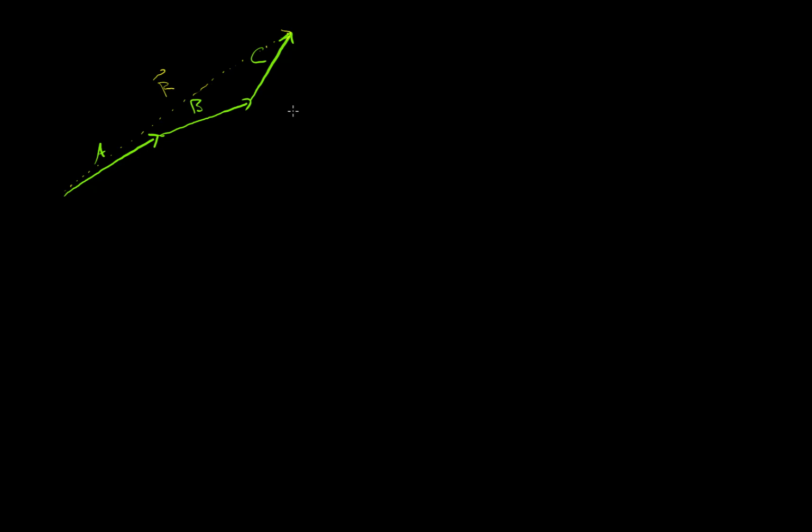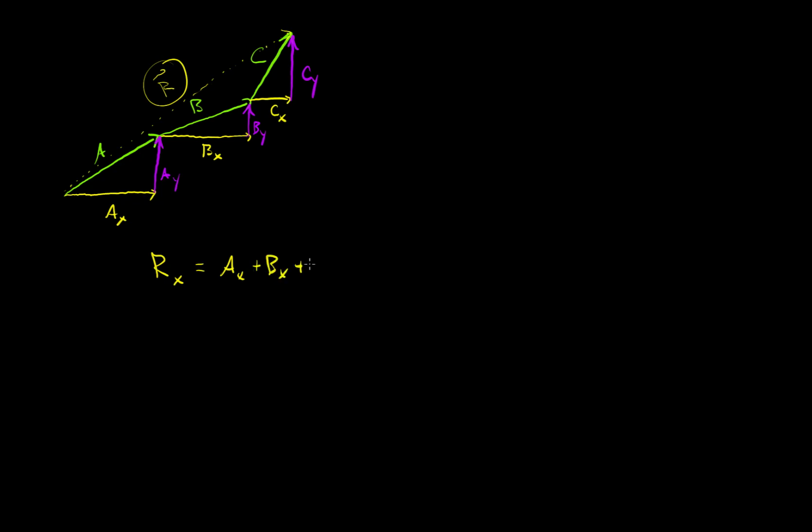So what we do is we break all of them up and we add just the components. So what I would do is I would find AX, all of the X components. This would be BX and CX. And then I'll go back and we'll do all the Y components. So we get AY, BY, and CY. So what we do is we're going to add up all the individual pieces. So the resultant in the X direction is going to be AX plus BX plus CX. And the Y component of the resultant is going to be AY plus BY plus CY.